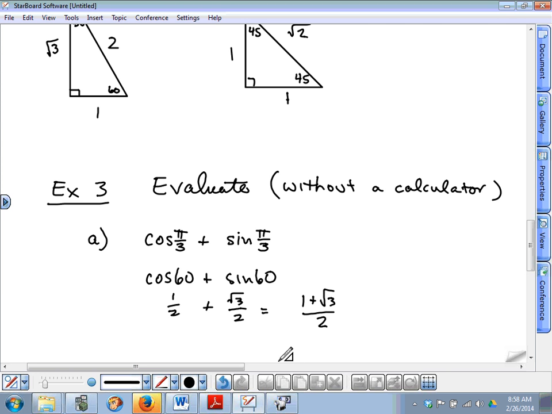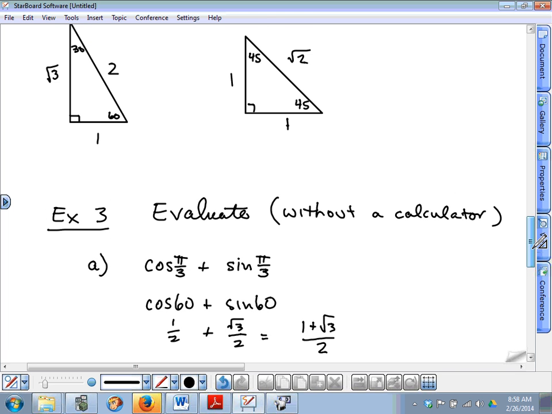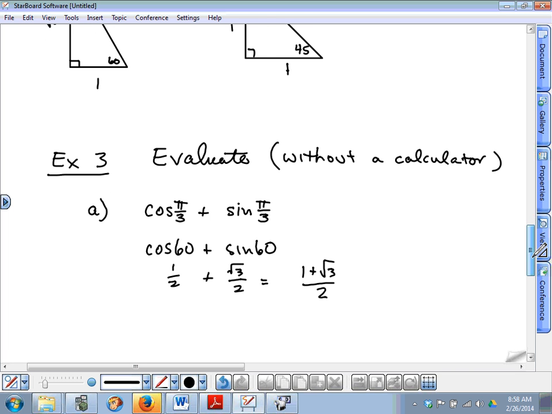Wait, I thought the cosine or sine of 30 was what? The sine of 30 is 1/2. But the cosine of 60, if you take a look at this 60-degree angle, that's adjacent over hypotenuse. So do we use those measurements for all of the things we're not always using? Yep. Anytime you're asked to evaluate without a calculator, you're going to have to assume that you're going to use these special triangles.